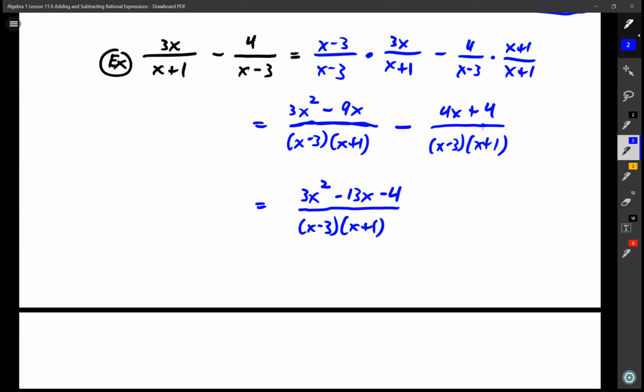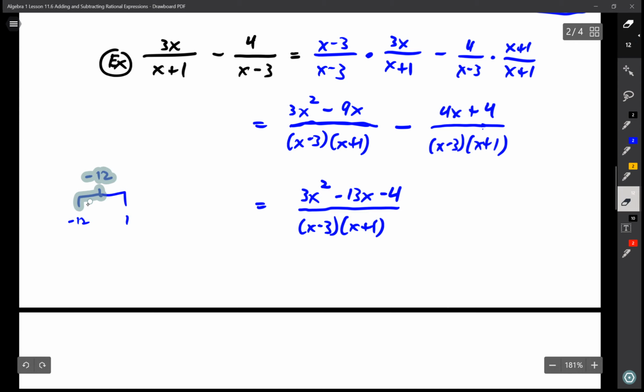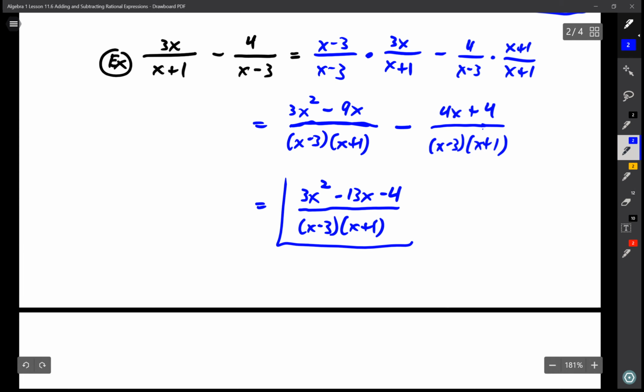So I have a 3x squared, so 3 times negative 4, that's negative 12. I'm wondering if there are two numbers that multiply to be negative 12 and add to be negative 13. And no, there aren't. Because I could do a negative 12 and 1, but that would add to be negative 11, not negative 13. So nope, it can't factor. So that is as far as it can go. So that was my answer. It's kind of ugly, but that's what it is.